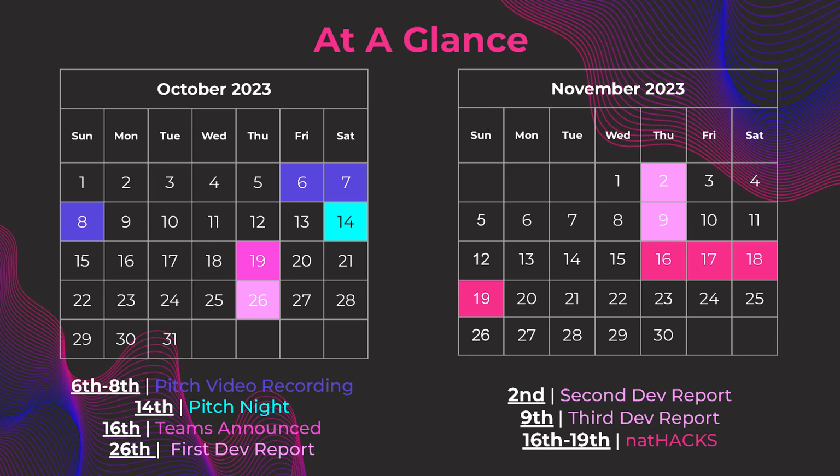There's about 3 hours of workshops starting from that date, and on the 26th of October and the 2nd and 9th of November is tentatively when we expect most people to do their weekly dev reports with their teams, which is about a 2-hour weekly meeting that you would have, and you can arrange that with your team for whatever format works best for you. And then November 16th to 19th is when natHACKS happens. Those 4 days or those 64 hours are when everything gets put together and the magic happens.